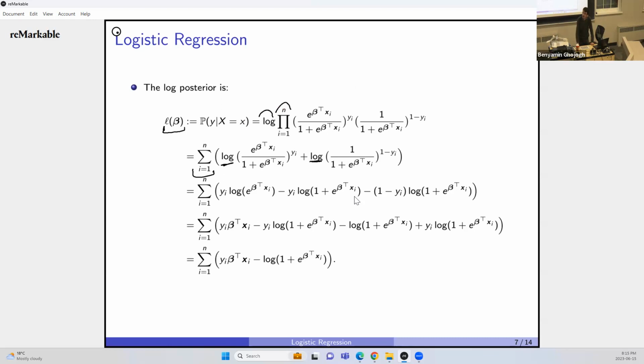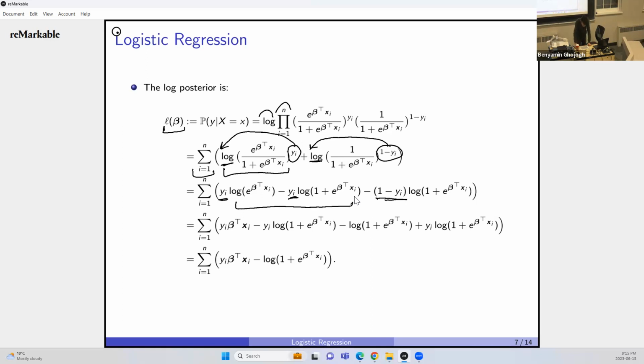And by the way, the technique that I told you, I have yi and 1 minus yi in the powers. This logarithm technique also brings the powers back in front of the logarithms. So this also comes in front of these two. So I will have them here. And by the way, I also use the fact that log of A over B equals log of A minus log of B for this.